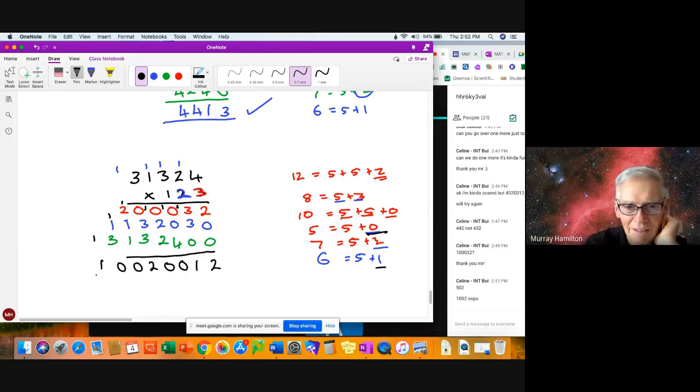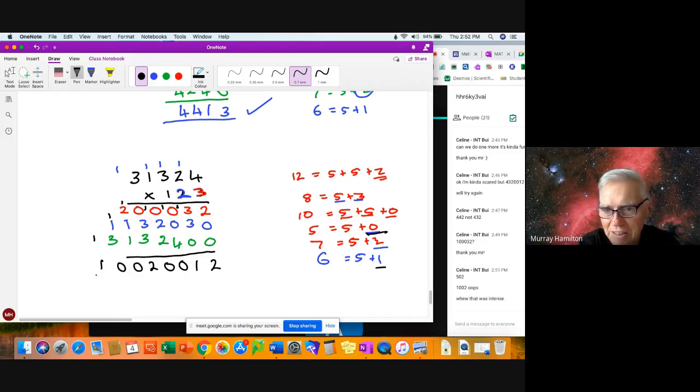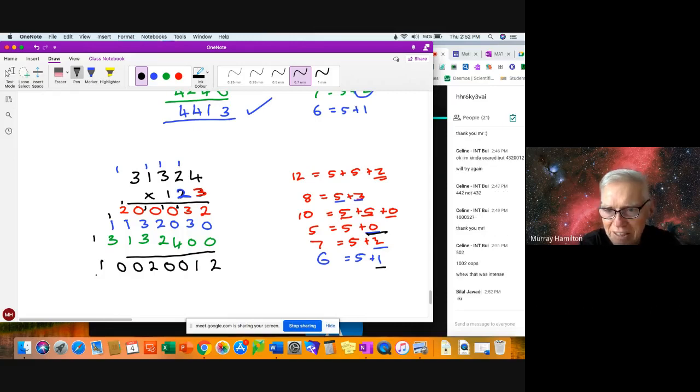Cool. So that's multiplication in base 5. We are going to go back a little bit over that next time. This is not examinable, but it is IKR.